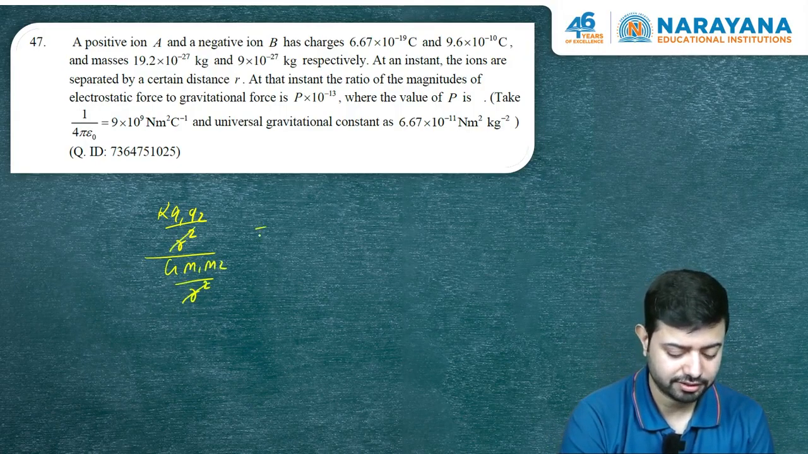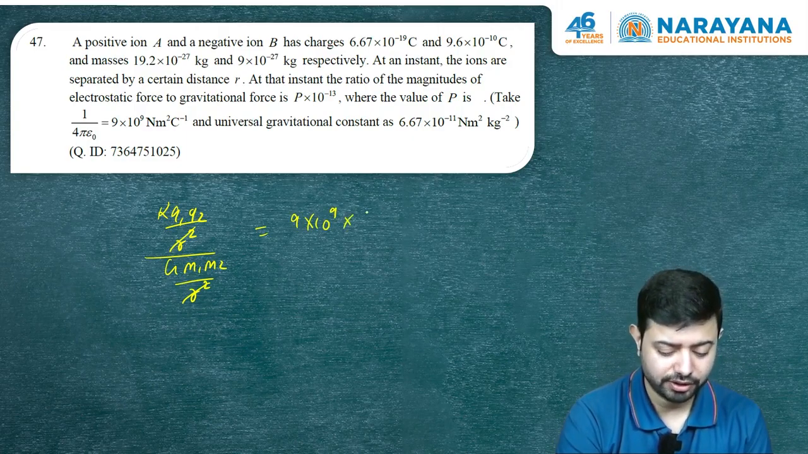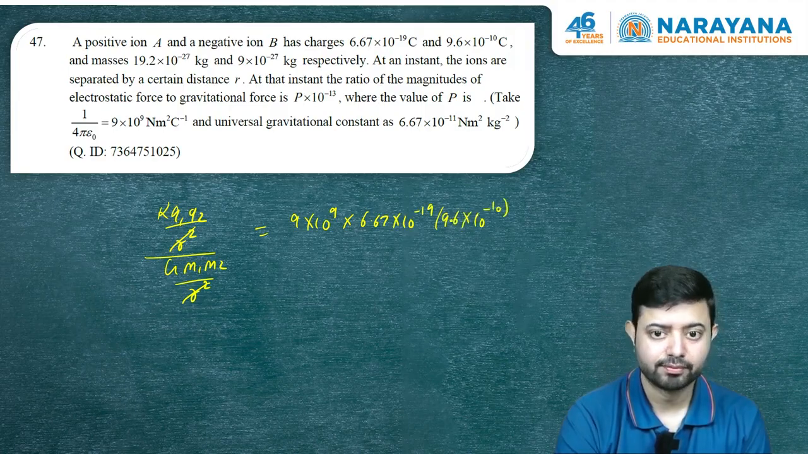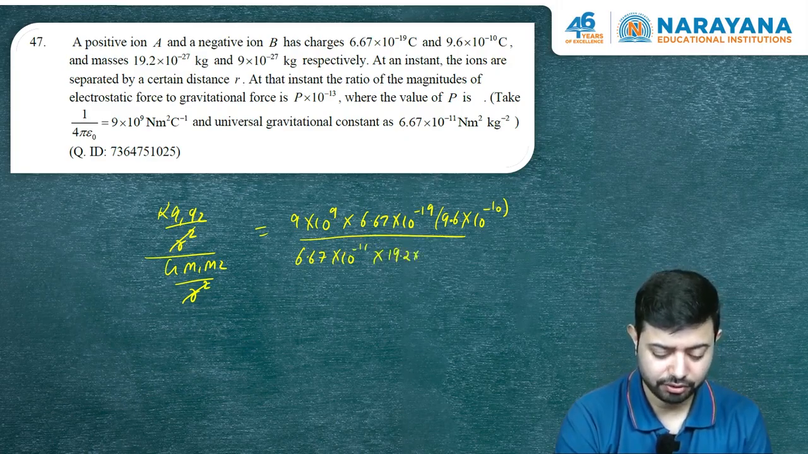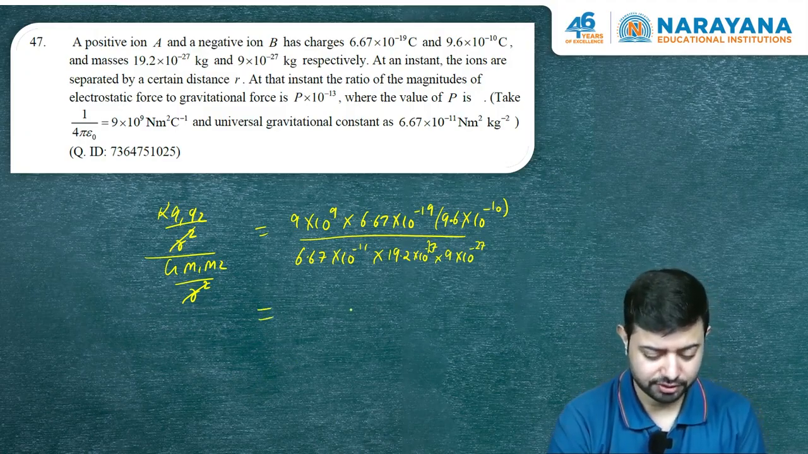Now, r square cancels. So, what should the answer be? K is how much given? Yes, 9 into 10 to the power 9. How much is q1? 6.67 into 10 to the power minus 19. How much is q2? 9.6 into 10 to the power minus 10. Okay. Then divided by G m1 m2. G is 6.67 into 10 to the power minus 11. Mass m1 19.2 into 10 to the power minus 27, and then m2 is 9 into 10 to the power minus 27. Okay. Let us find out this ratio, how much is coming?